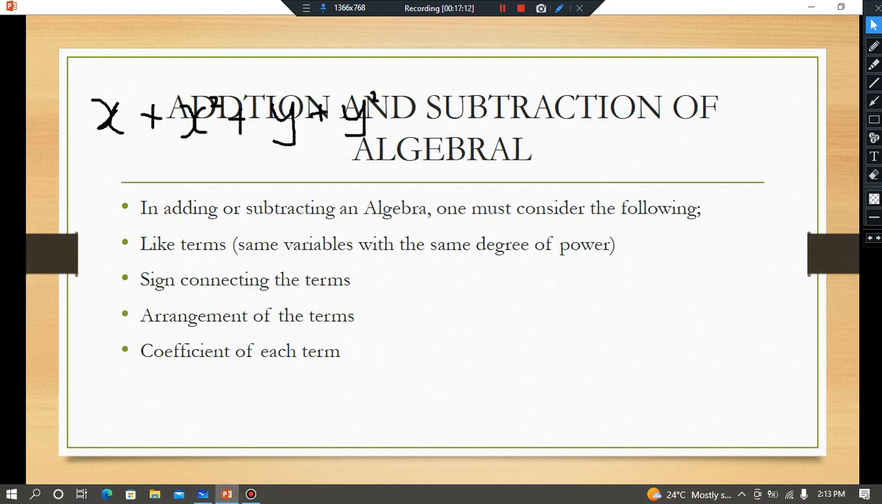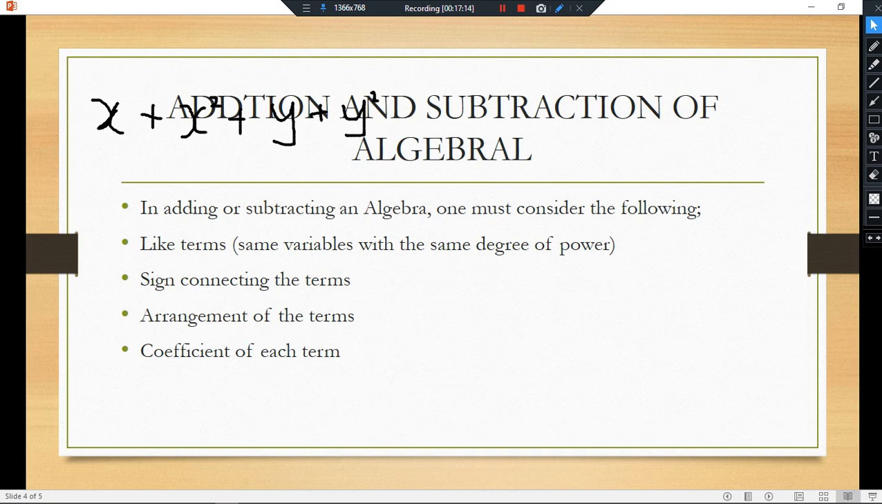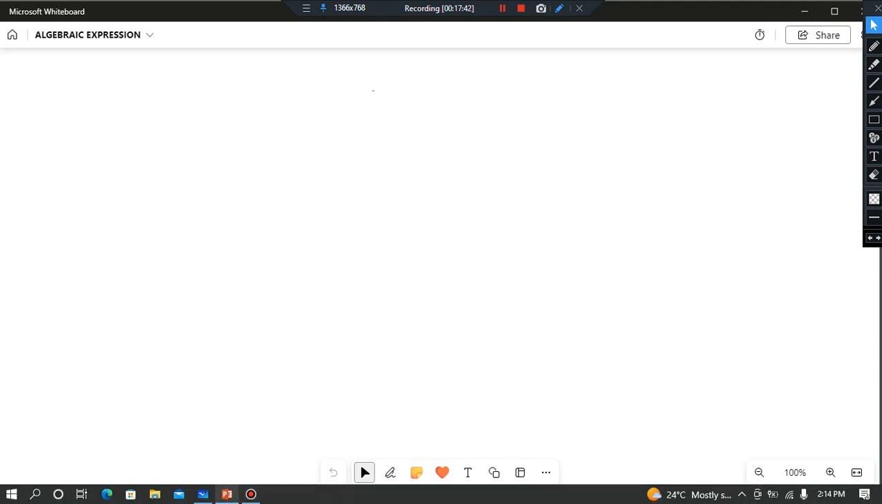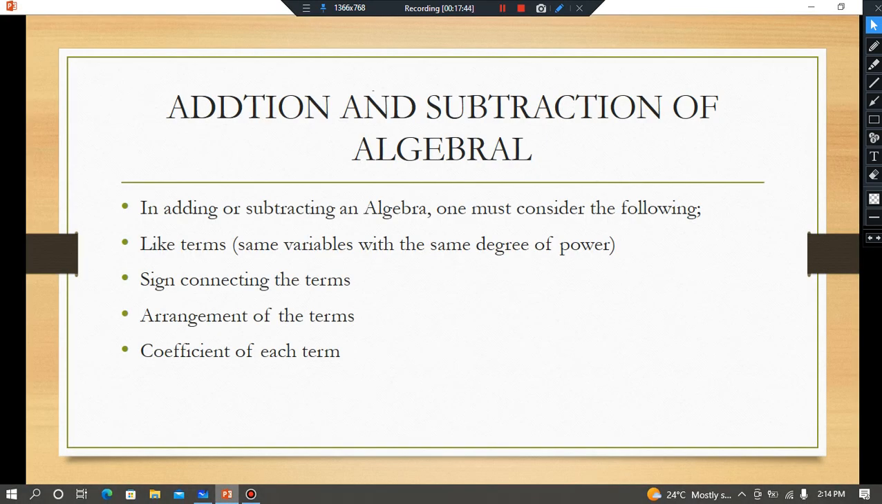The second factor is you consider the sign connecting the terms here, whether they are plus or minus. Some people usually make mistakes by changing the sign. We will look at how we are to group those variables. Now we also consider the sign which is attached to the variables, whether they carry a positive sign or a negative sign. So when they carry a positive sign, it means we are to add them. When they carry a negative sign, we are to subtract them.